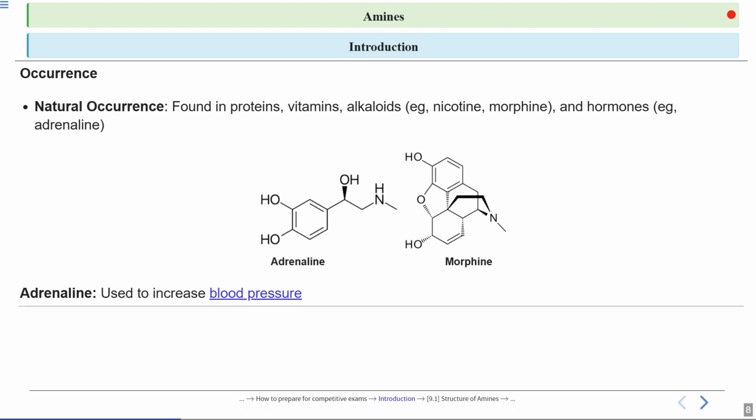And specifically, if I talk about adrenaline, it is important to know that this hormone is used by our body to increase blood pressure during emergencies. This is a part of the fight or flight response, which helps us react quickly to danger.